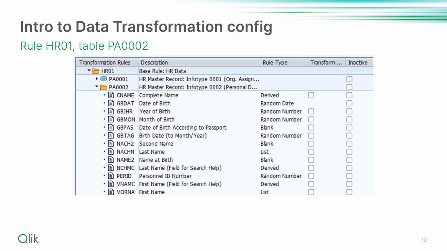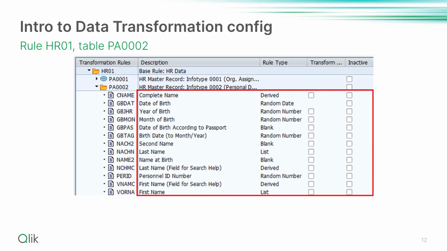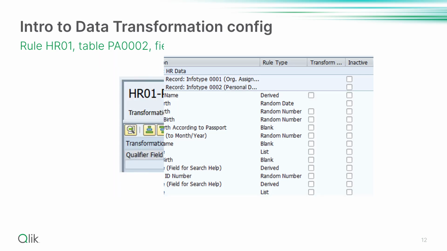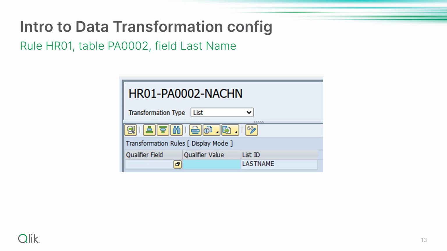Next to each field are columns for its description, the assigned rule type such as blank, list, derived, amongst others, as well as checkboxes for the transform blank and inactive options. Double-clicking a field displays the transformation config details in the right-hand panel. In this example, I have selected the last name field, which uses the transformation type list, and we can see a list named last name assigned to it.